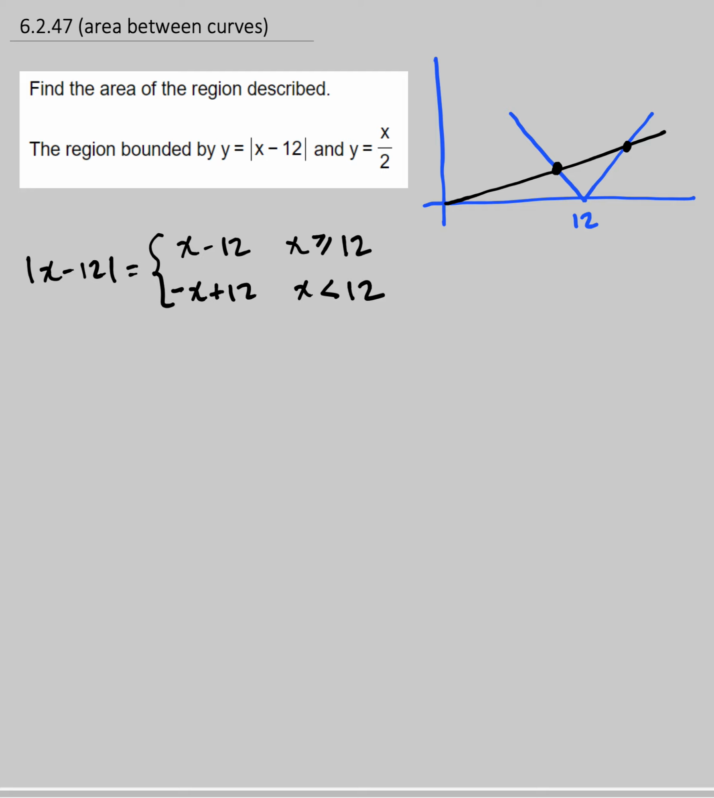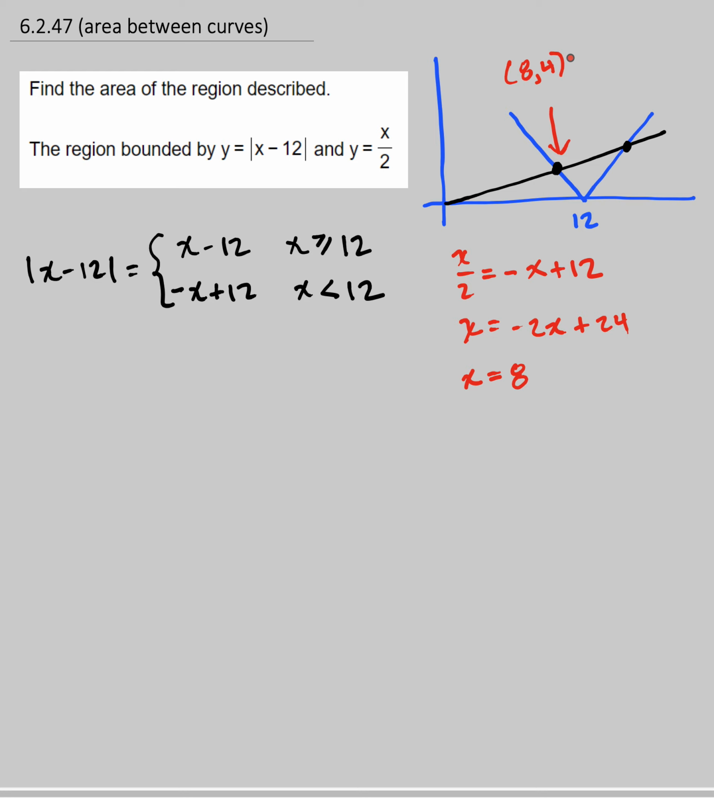So now let's go ahead and find our intersection points. When we're to the left of 12, if we want to find the intersection point on the left there, we are going to set x over 2 equal to, let's see, to the left of 12, that means negative x plus 12. And we can multiply both sides by 2. We can add the 2x to both sides and then divide by 3, and we will get that x is going to be equal to 8. So this point right here is going to be (8, 4).